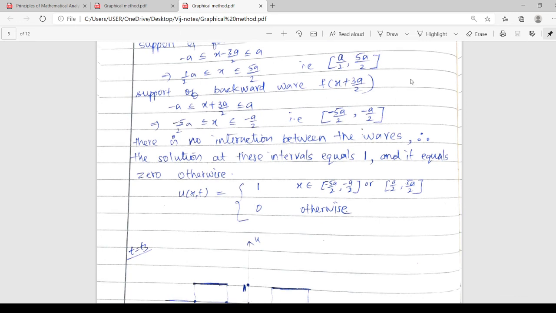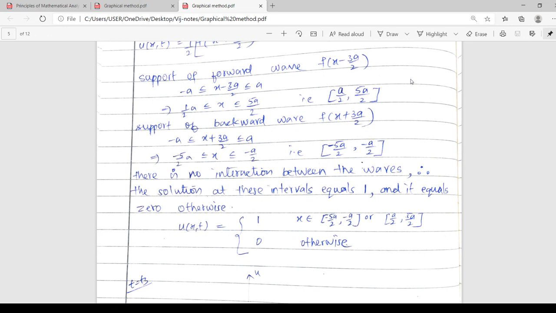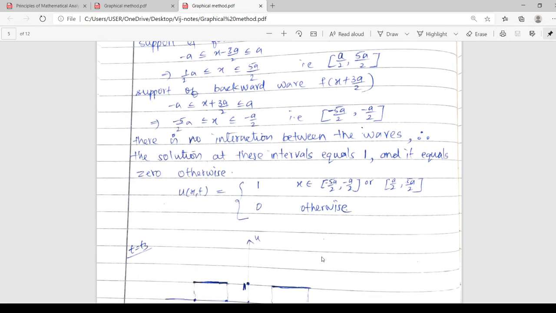Now you can see that there is no intersection between these two closed intervals. Also in these intervals the solution will be 1 and it will be 0 at all other points. So u will be 1 for x in [-5a/2, -a/2] or [a/2, 5a/2]. At all other points it is 0.